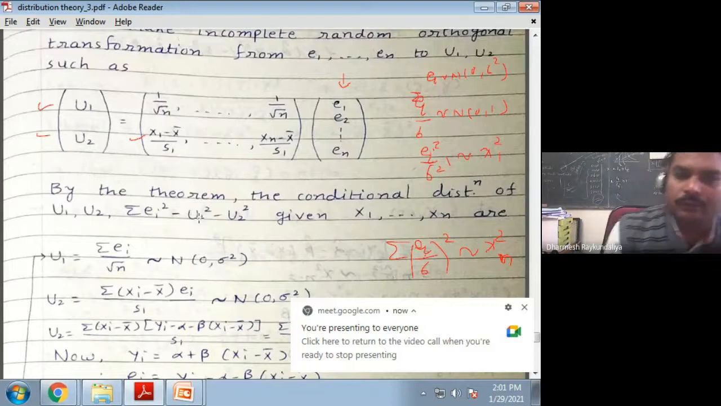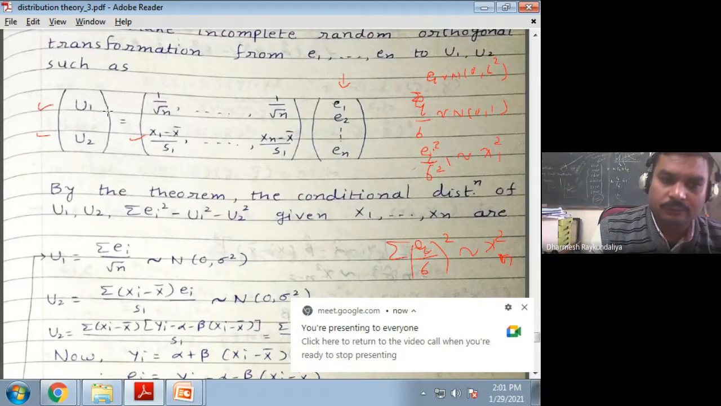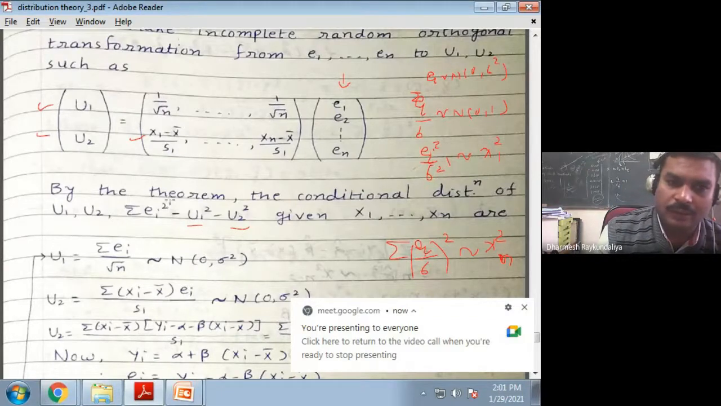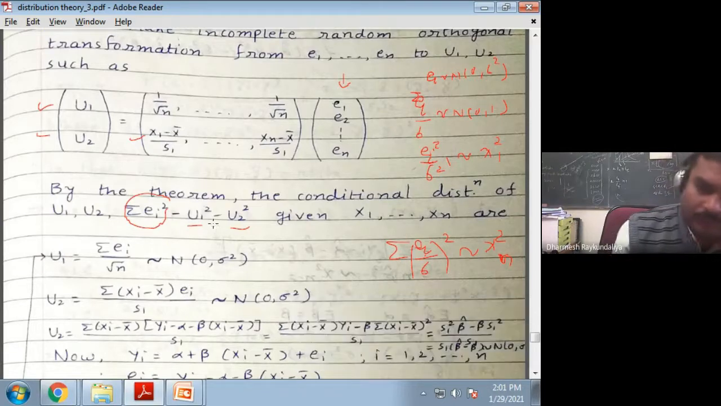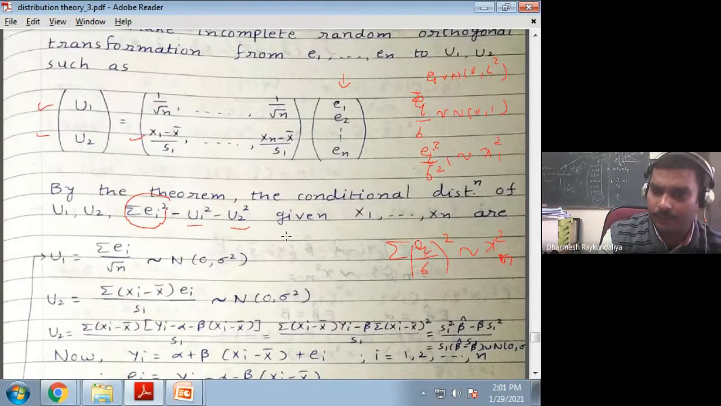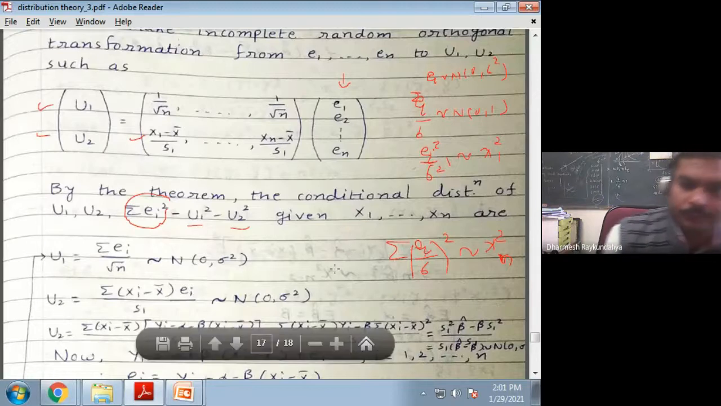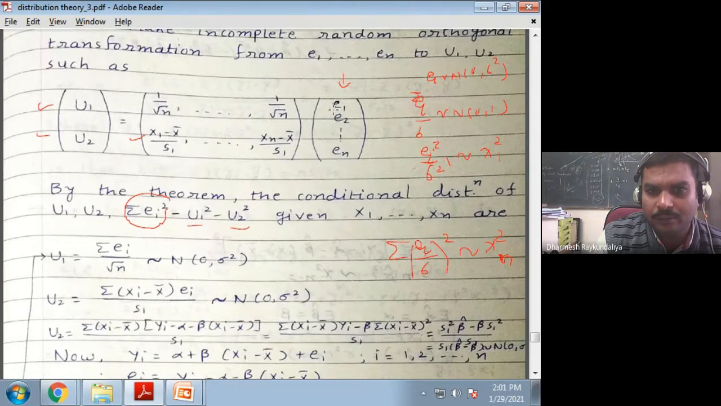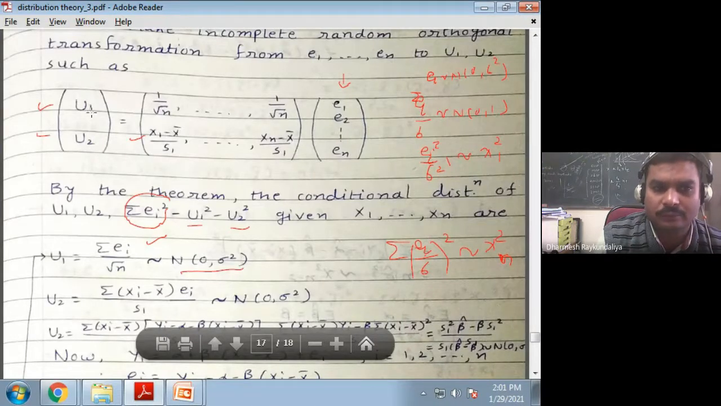Here u1 has normal 0 1, u2 has normal 0 1. So this is also a chi square, and this is also a chi square with 1 degree of freedom. And the summation of ei square has the chi square with n degrees of freedom. So if you take the subtraction, it is n minus 1 minus 1, that is, this has the chi square with n minus 2 degrees of freedom. These are the basic things of normal theory and the chi square distribution. This we know.